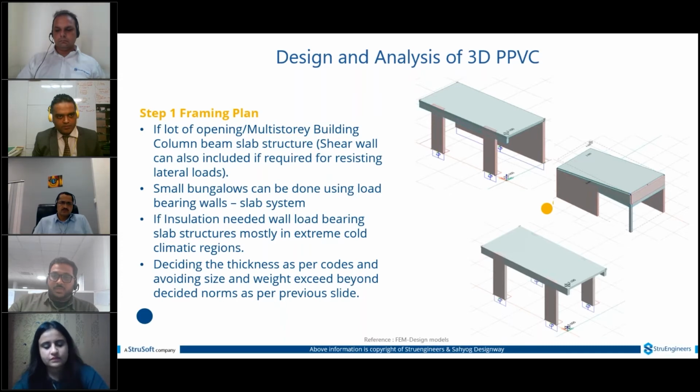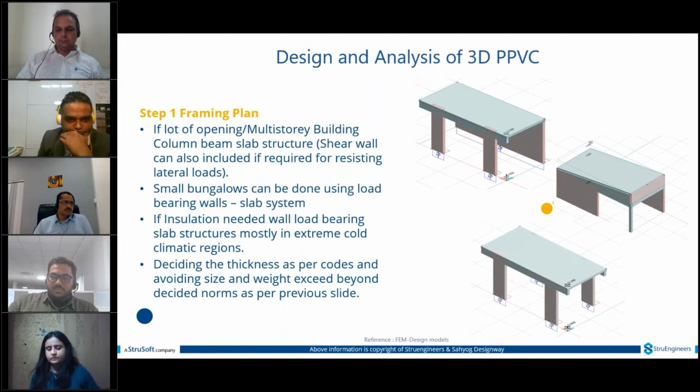But if it is multi-storied, we have to go for both kinds of structure: slab and beam, slab and wall, and column beam slab. So there is a combination of that. In this, basically the weight is the concern. The weight of the column beam slab is lesser than the wall slab module. So we have to decide on the part of that.